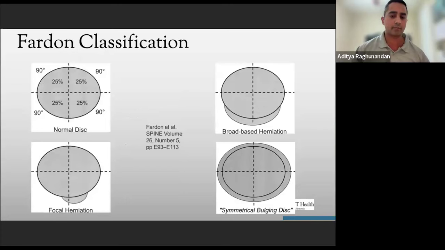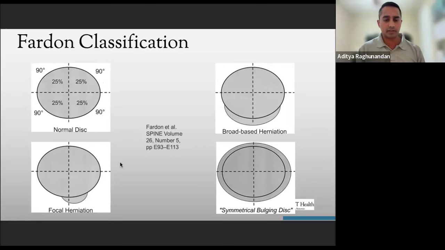Another thing I think it's good to have a baseline of is understanding disc terminology. The Fardon classification is a really good article where spine surgeons, interventional spine physicians, both anesthesia and physiatry and other disciplines, as well as radiologists, got together and came up with a consensus of terminology to use. Because the terminology is pretty vast out there, depending on what radiology reports you're reading or where you're training. So this puts things into a standardized format. The convention is splitting a disc into 4 quadrants. So you can think of this either as 90 degrees or 25%.